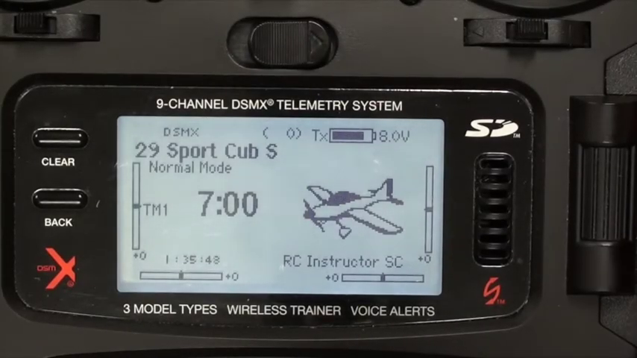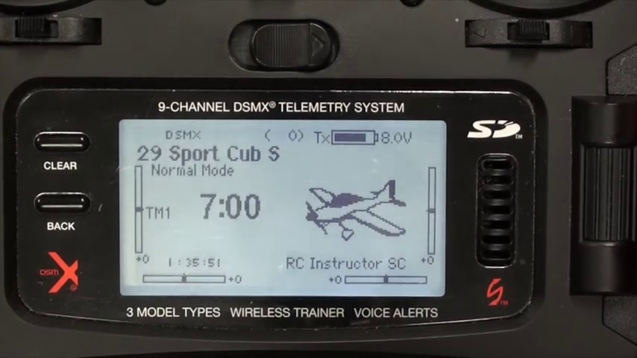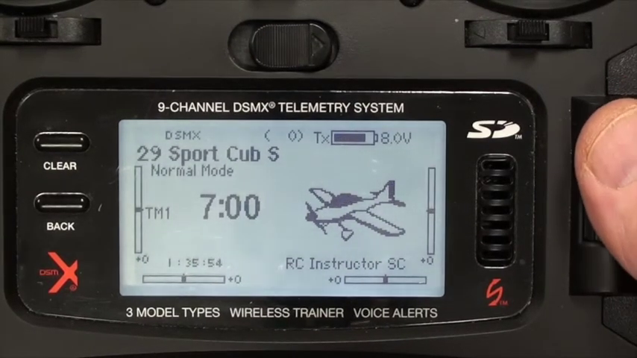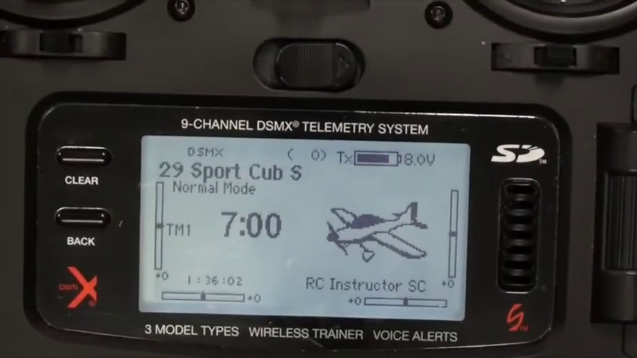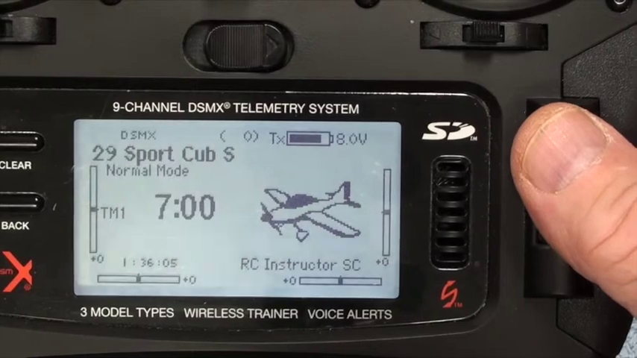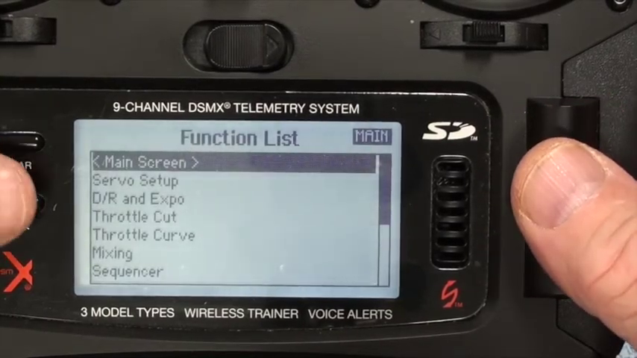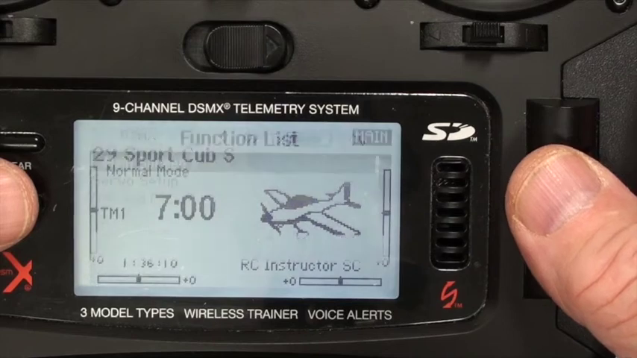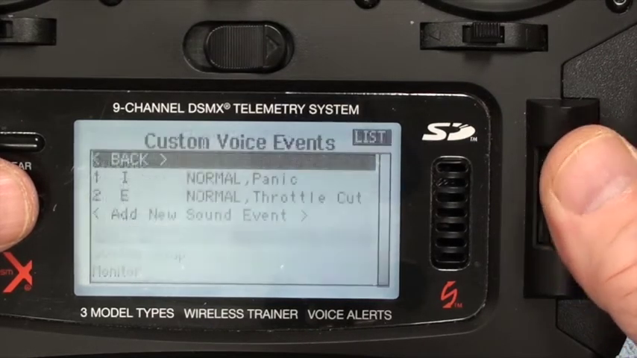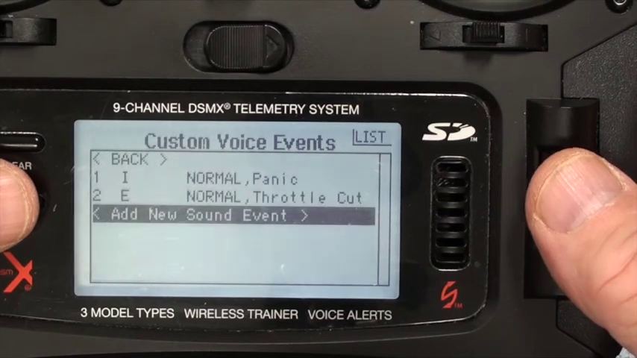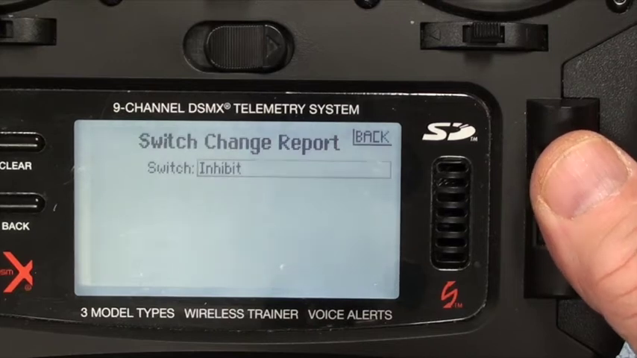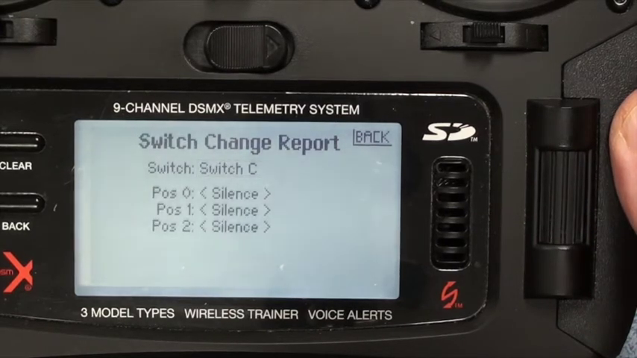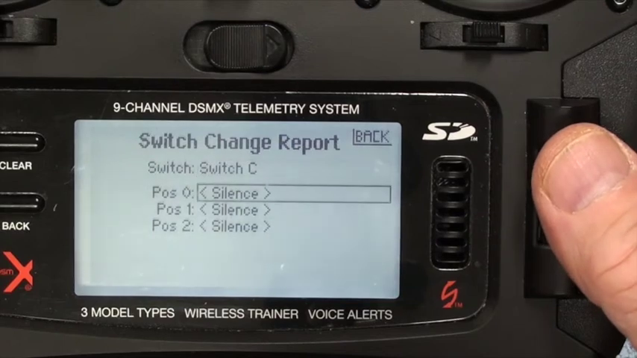Okay, one more thing I like to do, forgot when we were doing the low, medium, and high rates. Which is, if I move this switch C for low, medium, and high rates, I want the radio to tell me that. So I want to go into Hobbyzone Sport Cub S. I want to go into custom voice setup and add a new sound event, switch change report, and come down here instead of inhibit. I'm going to flip switch C. Okay, so I got switch C.